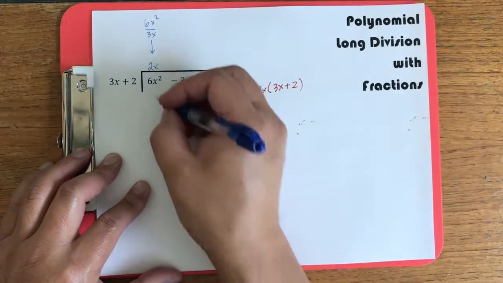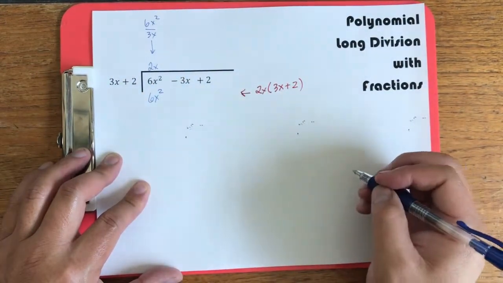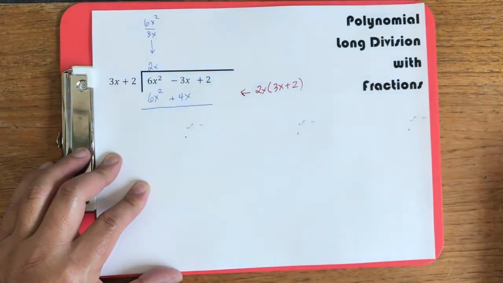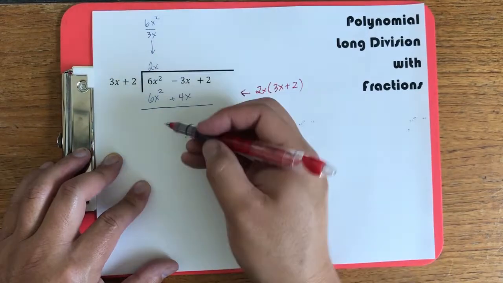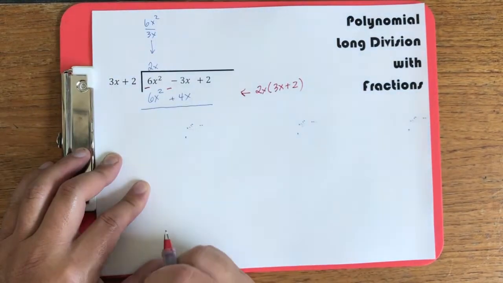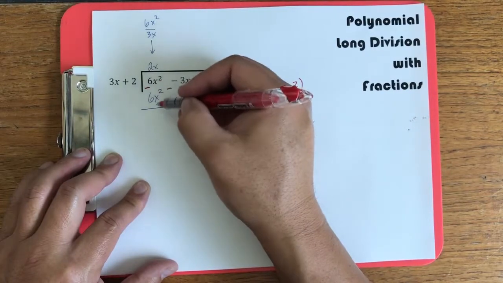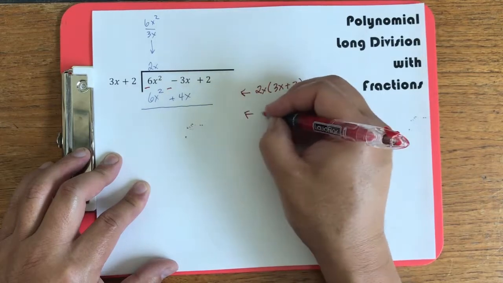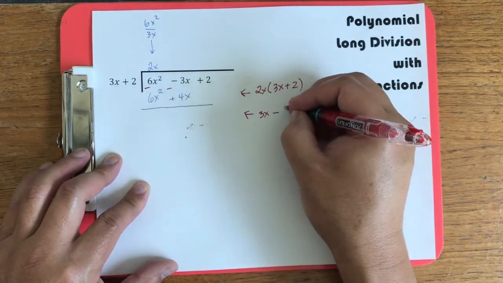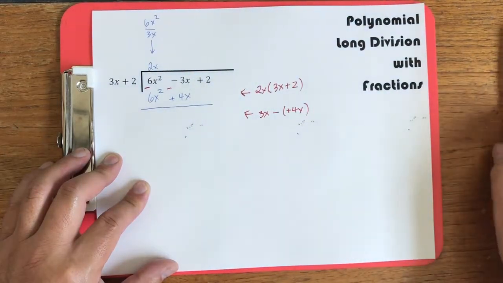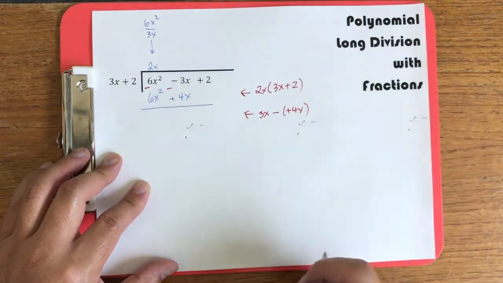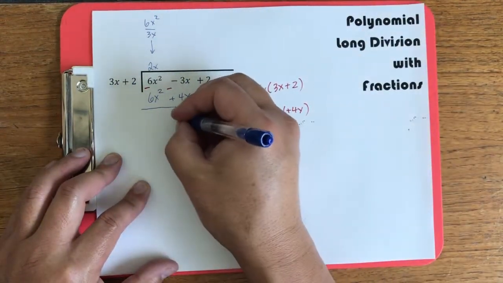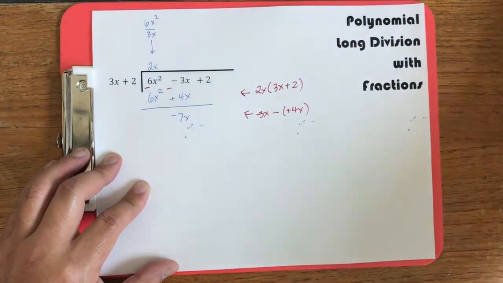And now we get 6x squared plus 4x. Now, the magic of using this technique is that this first term will always cancel out. So we're going to subtract these two terms. Over here in this next column, that's what's important. We're going to get 3x minus a positive 4x, which turns into a minus 7x, and then we'll bring down the next term.